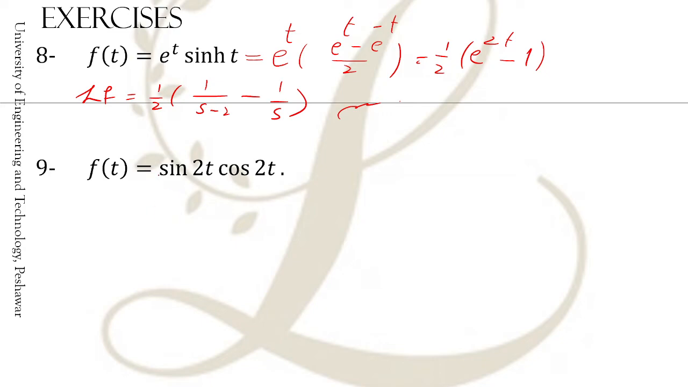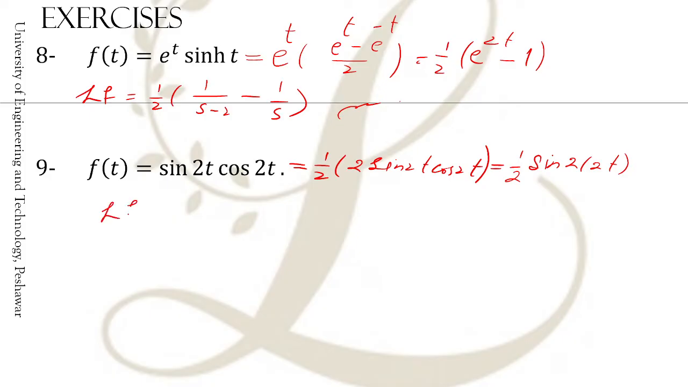Okay, Laplace transform of sine 2t into cos 2t. Now first we multiply and divide by 2 to use the double angle. So it's 2 sine 2t into cos 2t. Multiplying and dividing by 2, we can convert it into the double angle, that becomes sine 2 times 2t, which will obviously be sine 4t.